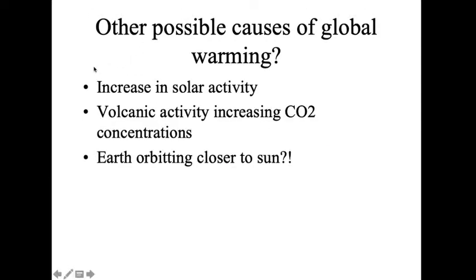Other possible causes of global warming. Yes, these are potentials. We could have a hotter sun, increased solar activity, solar flares. Here's a big one: volcanic activity, increasing CO2 concentrations. If we get a huge eruption, it could really be bad news for humans. Earth orbiting closer to sun, that's another possibility, right? We could be even getting a couple meters closer every year, which in the long run would greatly increase the amount of solar energy absorbed by the Earth and therefore our temperature.